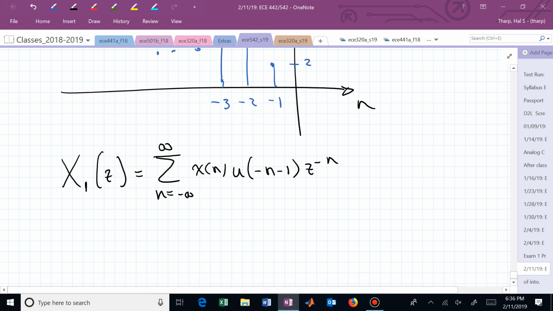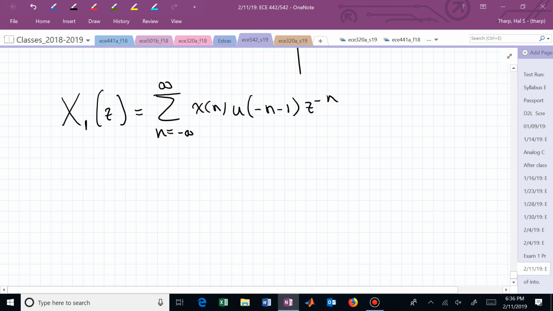If you plug in n equal to 0, you have U of minus 1. What's U of minus 1 equal to? 0. What if we plug in n equal to minus 1? U of minus minus 1, minus 1. U of 1 minus 1. U of 0 is 1. So it's on. N equal to minus 2. You don't like my thinking? It's late. It's late. So this is turning that on for negative values of n.